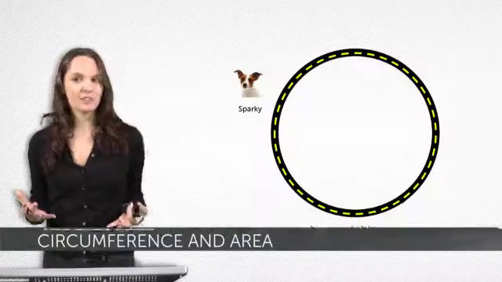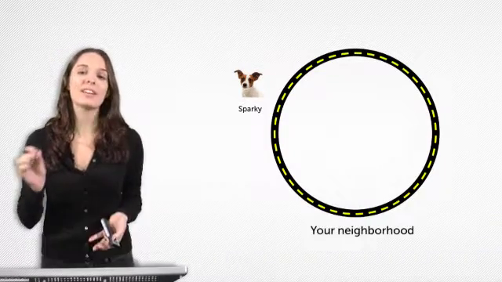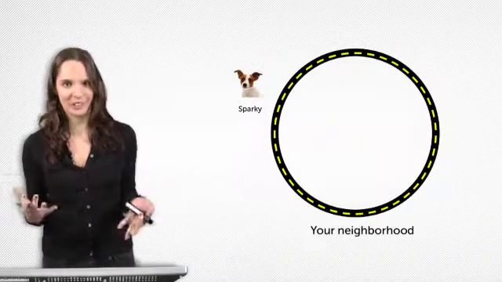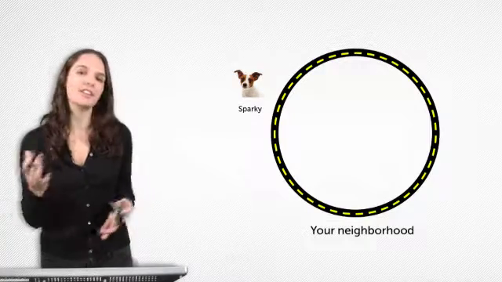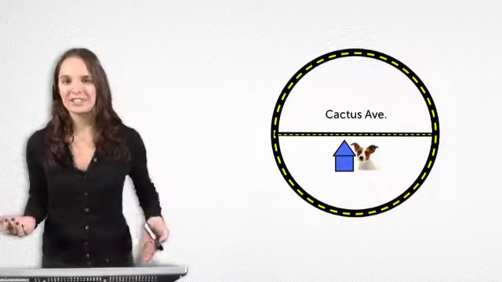Let's say you're taking your dog Sparky out for a walk, and unfortunately Sparky runs away. So now what you need to do is find Sparky again. Well, how are you going to do that? Let's say that your neighborhood here has a road around it in a circle, and you know that there's a road that goes through the middle of it, Cactus Avenue here, and this road is going to be a diameter.